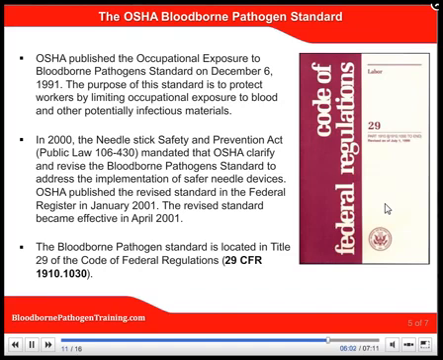The Bloodborne Pathogen Standard is located in Title 29 of the Code of Federal Regulations, 29 CFR 1910.1030.